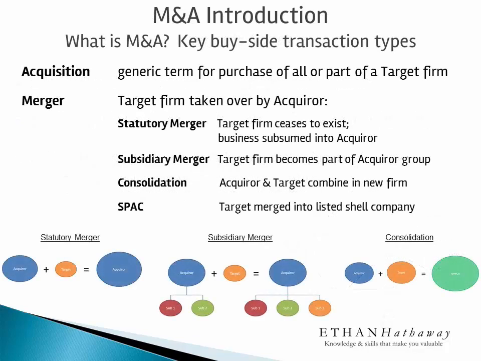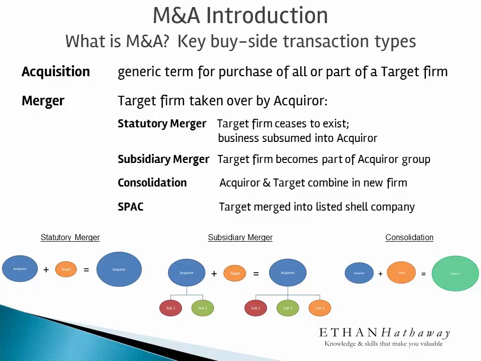Looking at transaction types and the key terms used to describe them, acquisition itself is a broad term used to refer to the purchase of all or part of a target firm by the acquirer firm or buyer. More specifically, mergers can take specific forms, often with particular legal and regulatory requirements, but in all cases the transactions involve a target firm being bought by another firm.